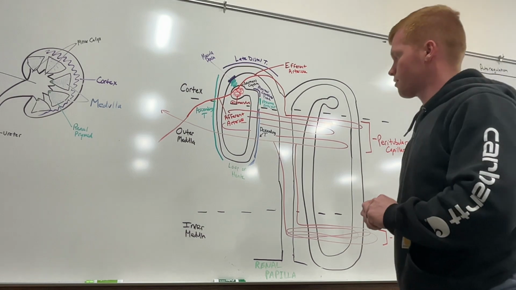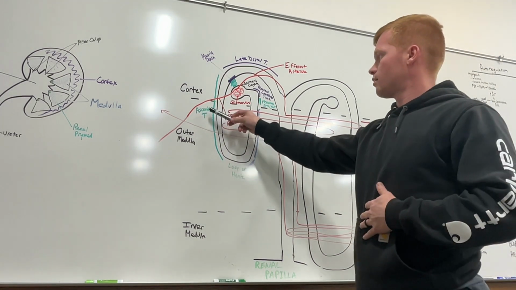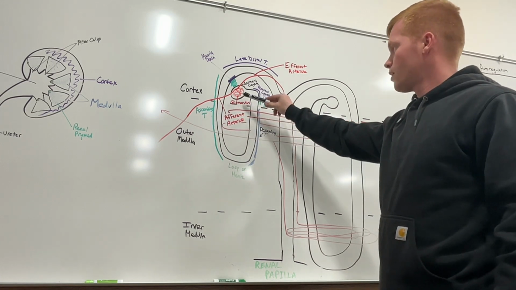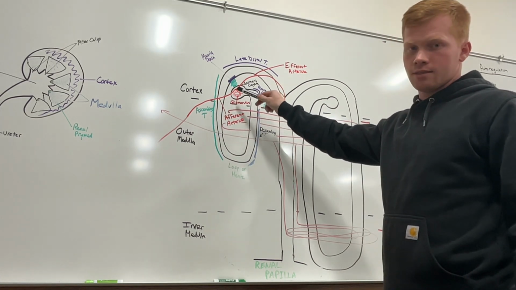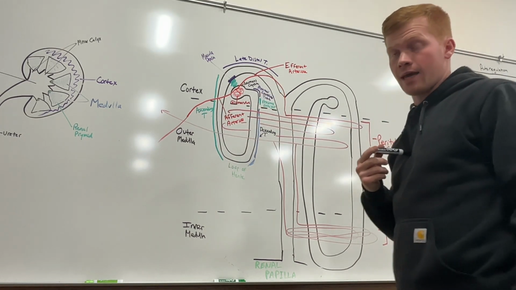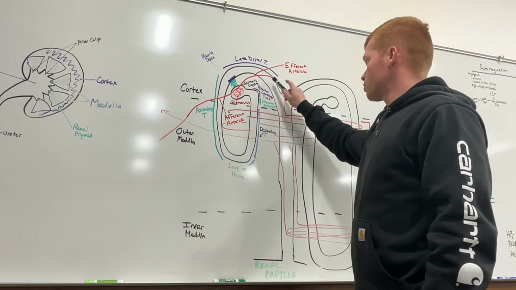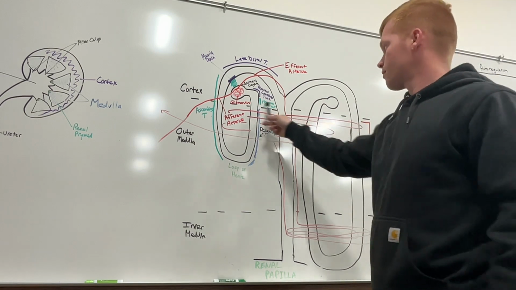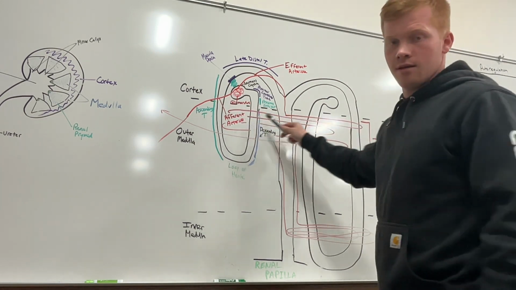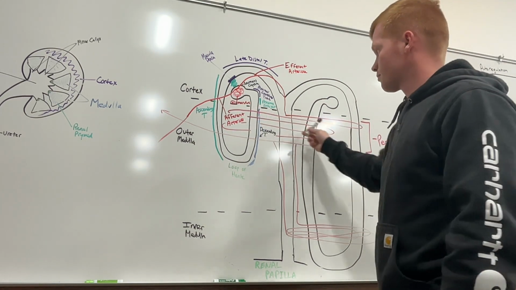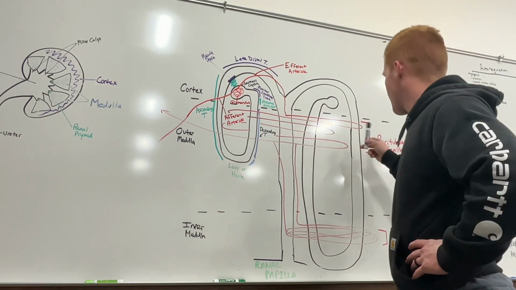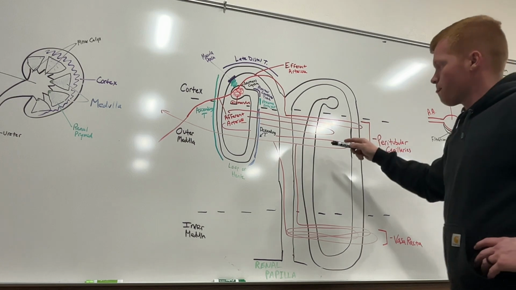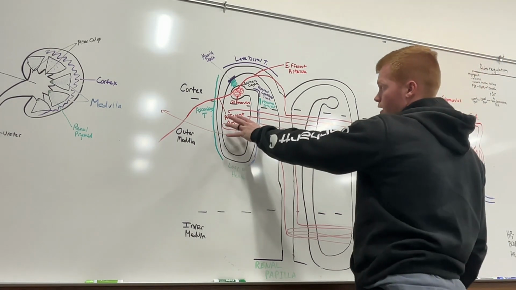Kind of back with the blood vessels. So again, we have the afferent arteriole. It goes to the glomerulus, or the glomerular capillary. And from there it goes to the efferent arteriole, and then it feeds down and feeds this section of the nephron, and that's the peritubular capillaries.